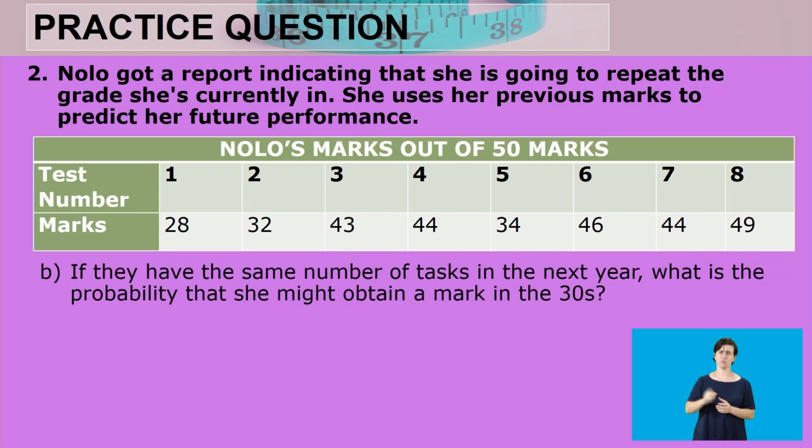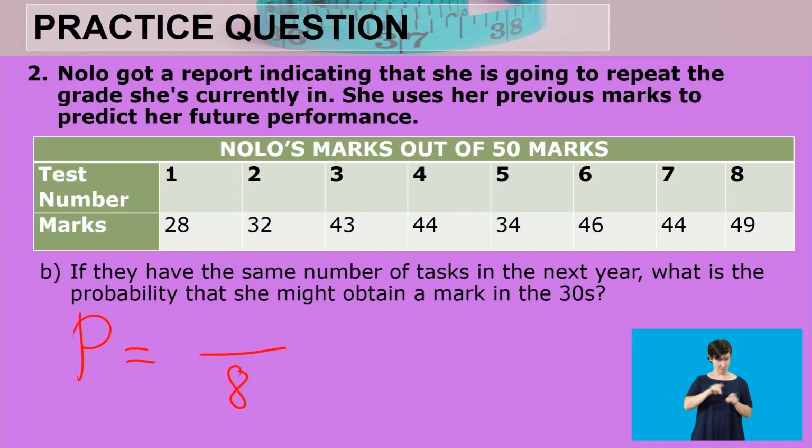Then question 2, if they have the same number of tasks next year, so if all their tests in total will still be 8 next year, what is the probability that she might obtain a mark in the 30s? So when we determine probability, probability is equal to, now, how many tests is this person going to write next year? If these tests remain the same, they still have 8 tests in that year. So the possible outcomes are 8. Out of all the 8 tests, how many tests will she get a mark that is in the 30s?